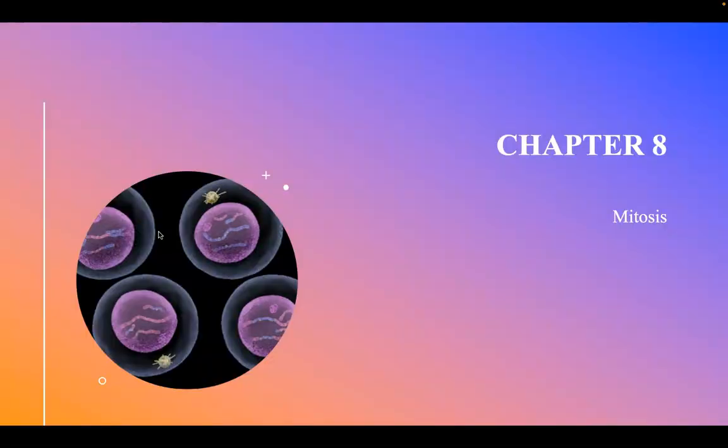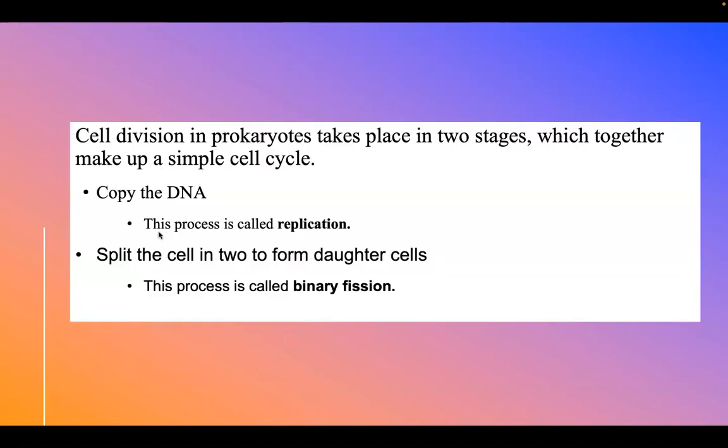So in chapter 8, we went over mitosis, which was a pretty heavy chapter, but it can be pretty easy once you have gone through it repetitively and you can notice the similarities that are happening throughout the process. So cell division in prokaryotes takes place in 2 stages, which together make up the simple cell cycle. First, you have to copy the DNA, and this process is called replication, and then you have to split the cell in 2 to form daughter cells. This process for prokaryotes is called binary fission.